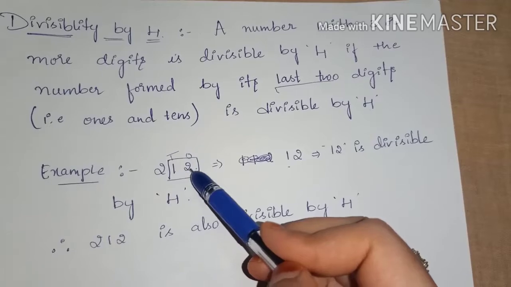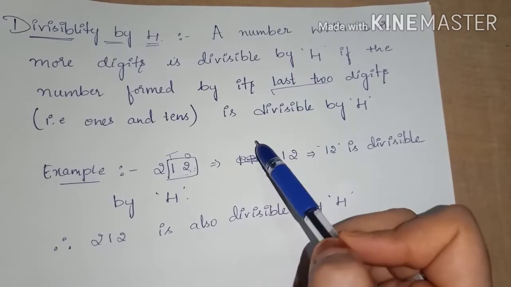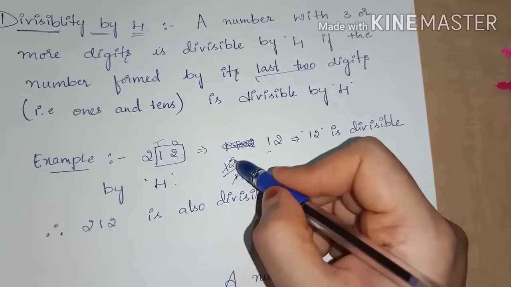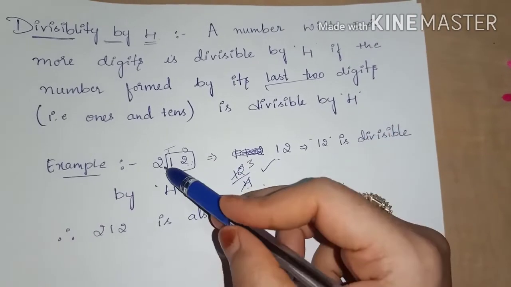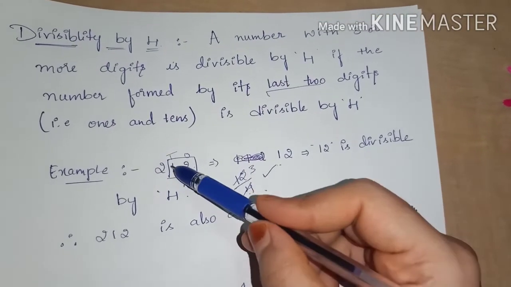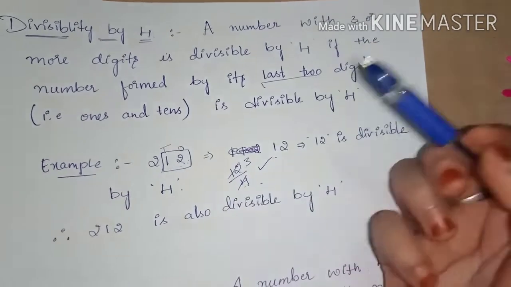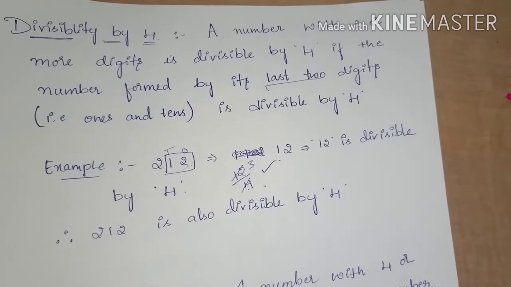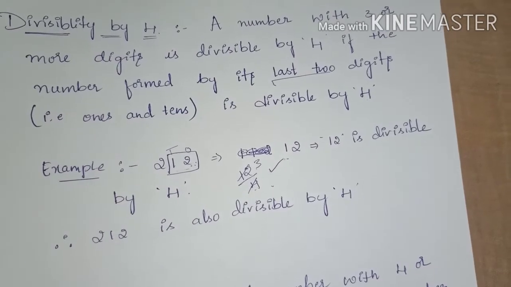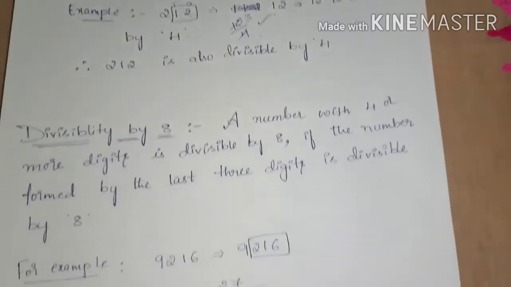What is the number formed by last 2 digits? 12. So 12 is divisible by 4, right? 4 ones are 4, 4 threes are 12. So 12 is divisible by 4. Hence, 212 is also divisible by 4. You just have to see the last 2 digits and the number formed by the last 2 digits, that is 12. If 12 is divisible by 4, then 212 is also divisible by 4. Simple.